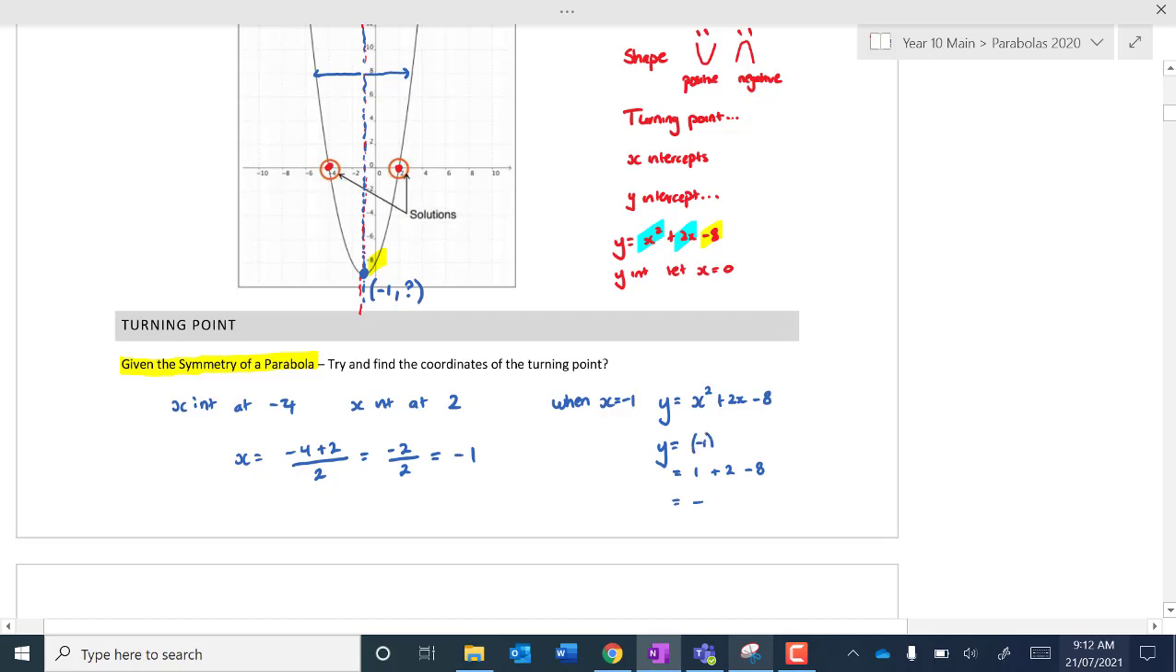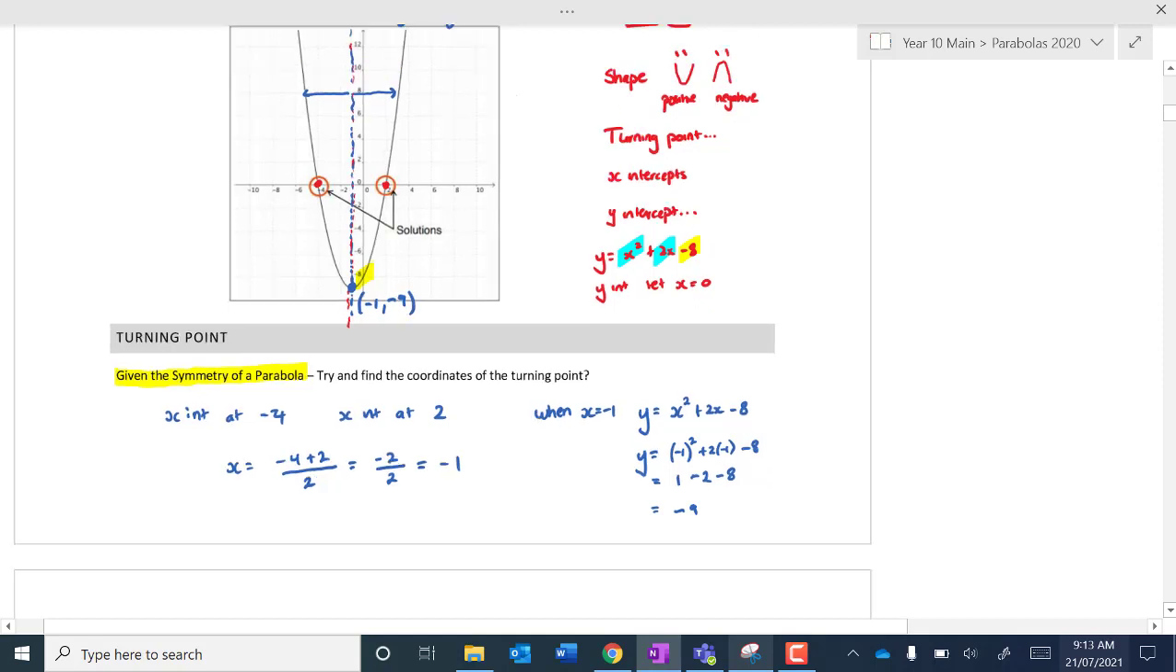So let's do that again. -1 squared plus 2 times -1 minus 8. -1 squared, -1 times -1, is +1. Then 2 times -1 is -2, minus 8. 1 minus 2 is -1, minus 8 is -9. So we have now found the position of the turning point. There are other ways to do that, but for now, we're just going to stick with using symmetry.